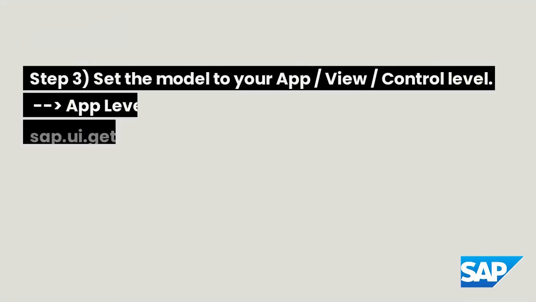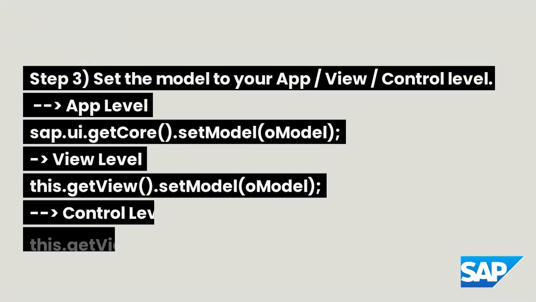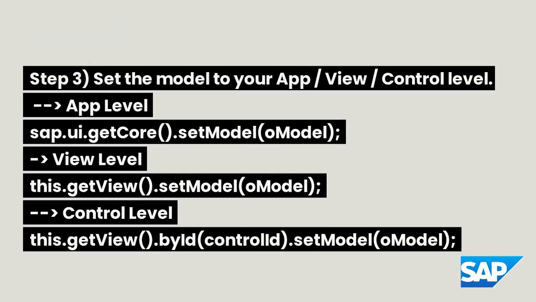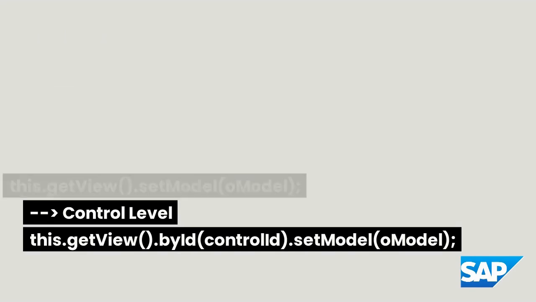Step 3. Set the model to your app, view, or control level. At app level: sap.ui.getCore().setModel(oModel). At view level: this.getView().setModel(oModel). At control level: this.getView().byId(controlId).setModel(oModel).